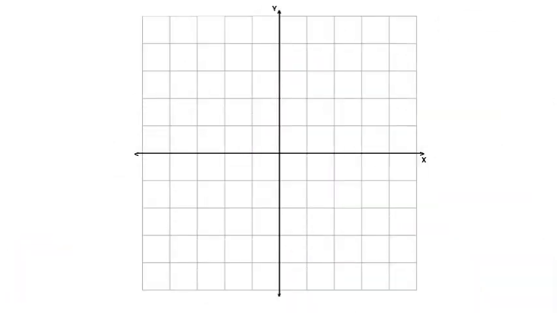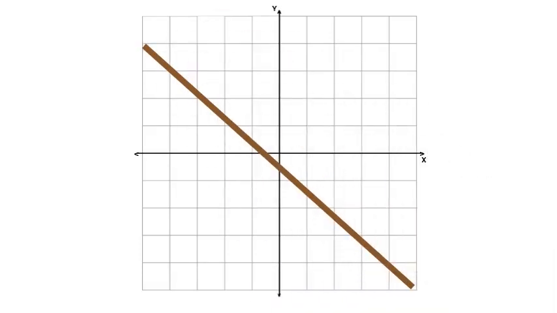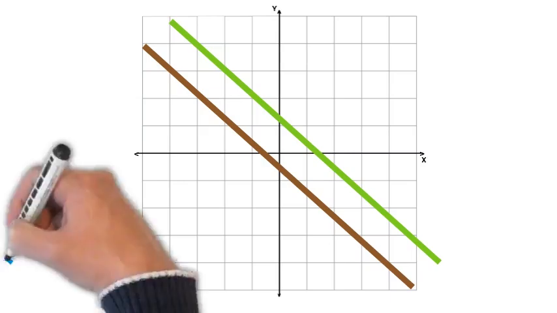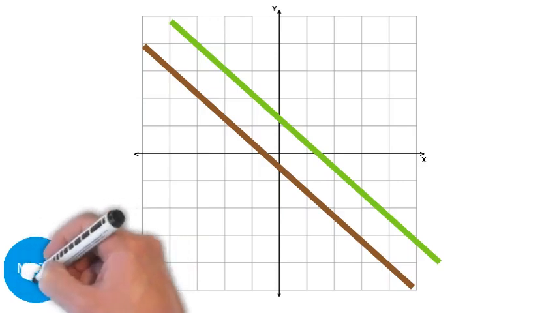But what happens if the two lines don't cross? In the case we have parallel lines, then the two lines do not cross. And so there is no place that they are both true at the same time. The brown equation is true only on the brown line. The green equation is only true on the green line. So in this case, we say there is no solution.